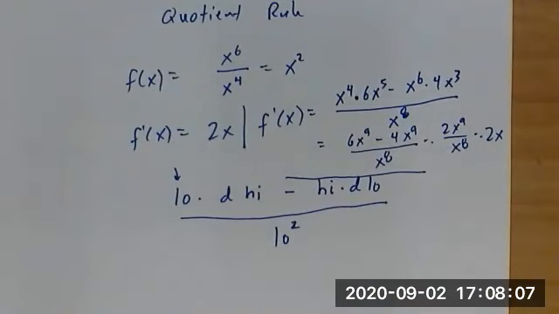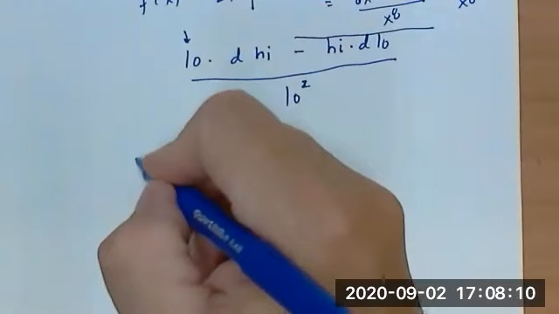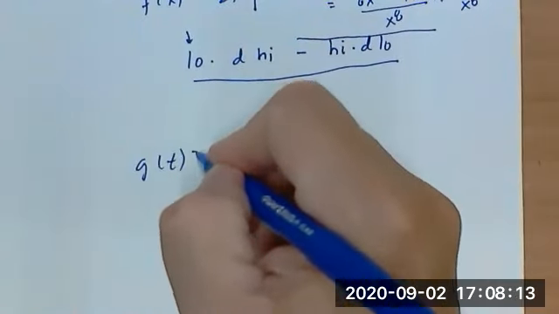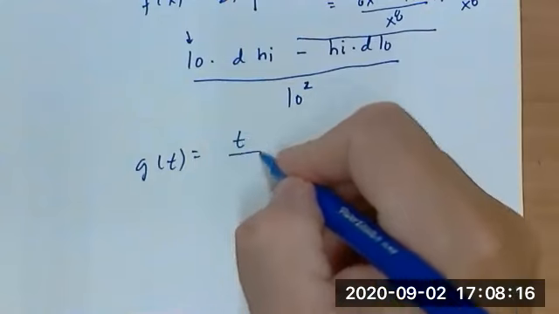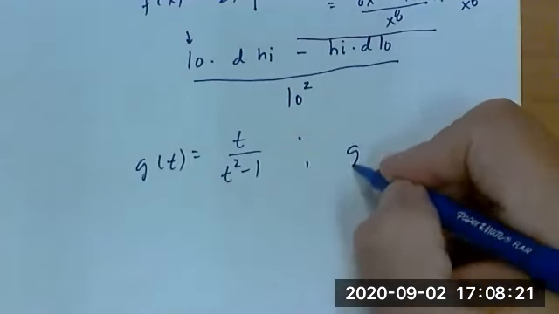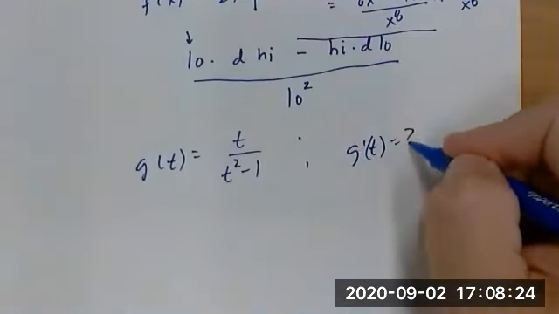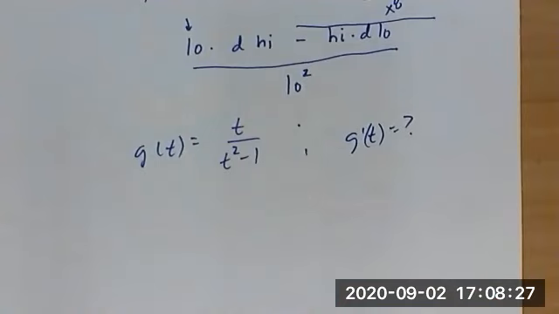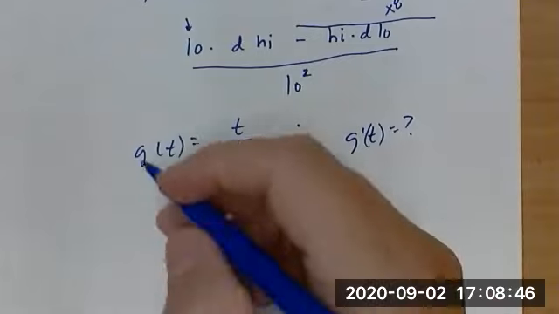However, what if you were given this function and they want to know the derivative? I can't simplify this. I can't cancel things out. I have no choice but to apply the quotient rule if I want to get this answer. So let's do it. Let's apply the quotient rule.